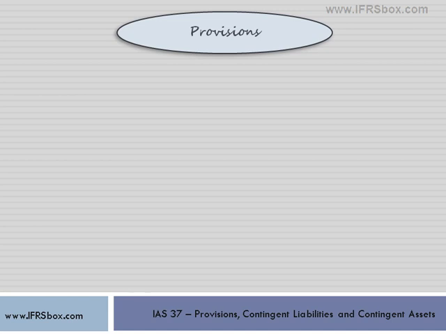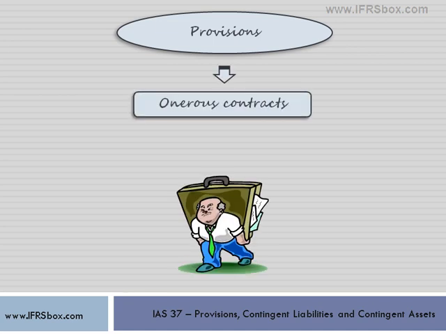Another specific area addressed by the standard relates to onerous contracts. An onerous contract is a contract in which the unavoidable costs of meeting the obligations under the contract exceed the economic benefits expected to be received under it. In other words, it is a loss contract that cannot be avoided. The difference from future operating losses is that there is a past event, entering into the contract, that cannot be avoided.